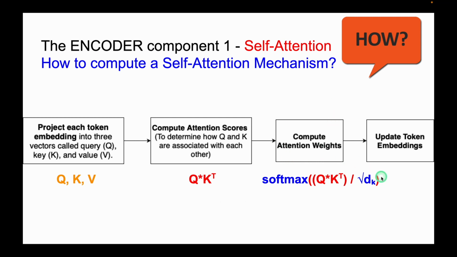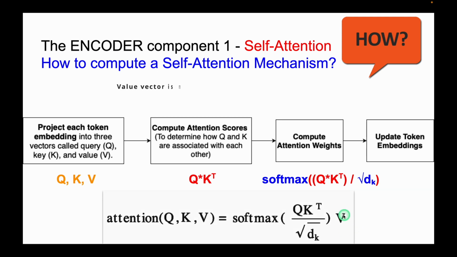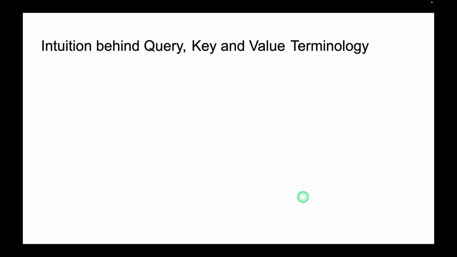In the final step, step 4, we update the token embeddings, or we update the original token embeddings for a particular token. In this step, the value vector is multiplied with the attention weights which we got as output from step 3, the previous step. In this way, we get an updated representation of each token in a sentence. So in this way, the entire self-attention mechanism works.